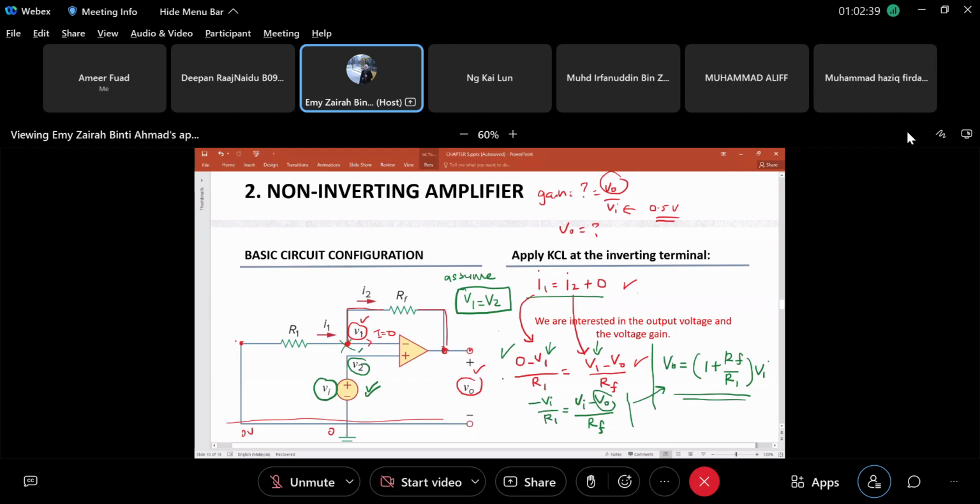Because we're interested in this V output over V input. We're always interested in this. It's either V output or gain. So that's why we derive current in terms of voltage and resistance.